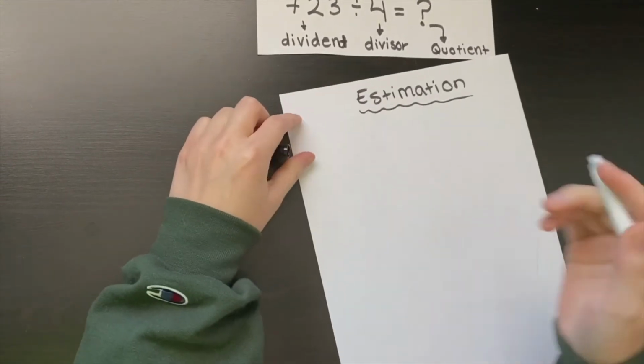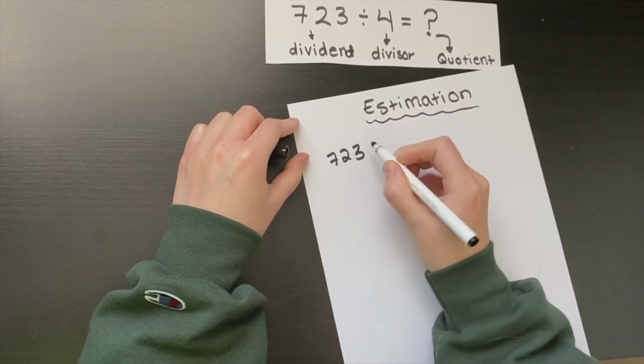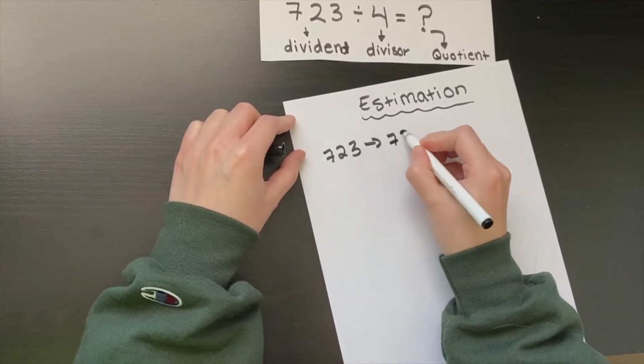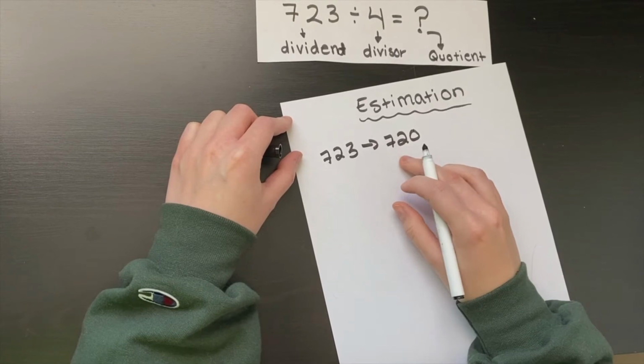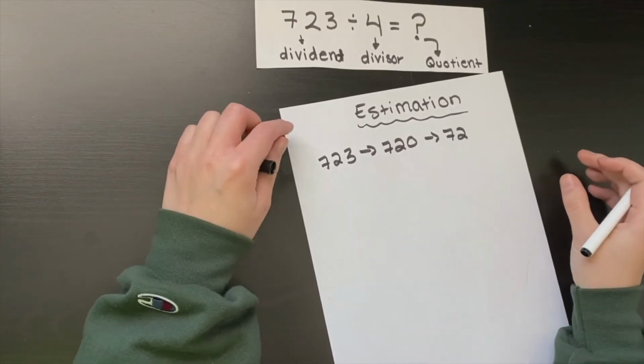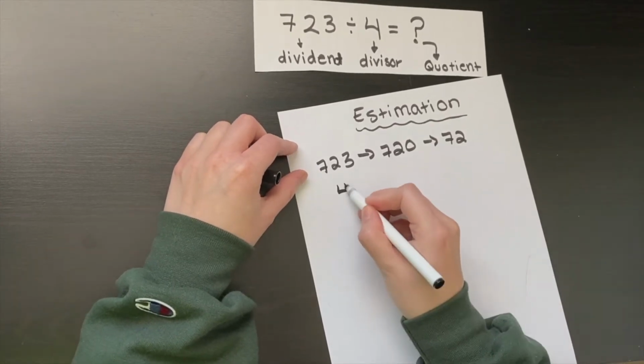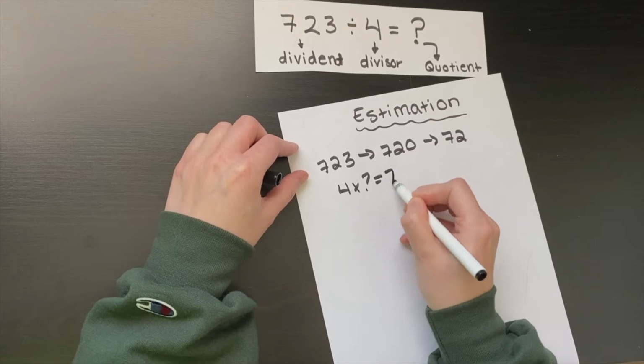To do that, let's make 723 a bit more friendly of a number by changing 723 to 720. And to make that even more friendly to work with, we'll change that down to 72. So to find an estimation, I'm going to work with multiplication to figure out what times 4 equals 72.